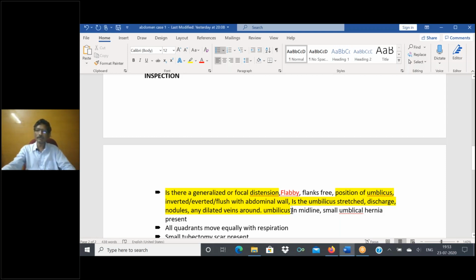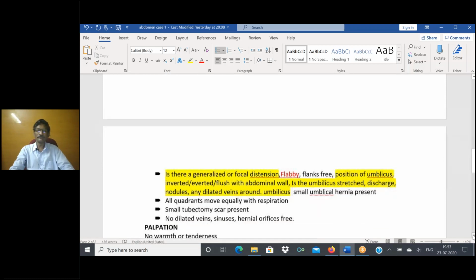Okay, you have mentioned about umbilical hernia. Okay, that's correct. Small umbilical hernia. So umbilical hernia, you can put it once. With an umbilical hernia, you cannot tell whether it is everted or not. So you will replace the inverted, everted, flush with the abdominal wall with umbilical hernia. All quadrants move equally with respiration. Fine.